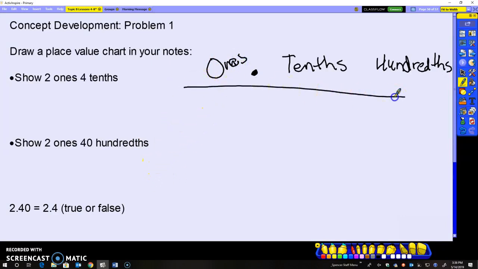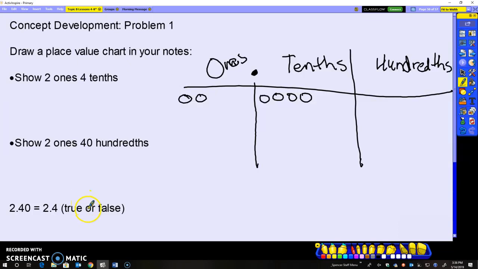Alright, and I'm just going to make it kind of a T style because we really don't need anything super fancy right now. Okay, it's asking us to show 2 ones and 4 tenths. So I have 2 ones and I have 4 tenths. Okay, so there's my place value chart.